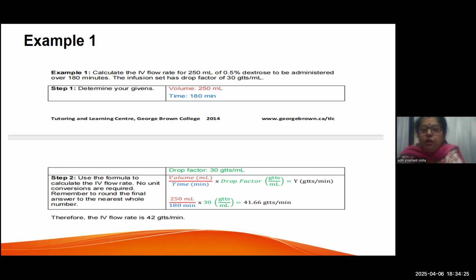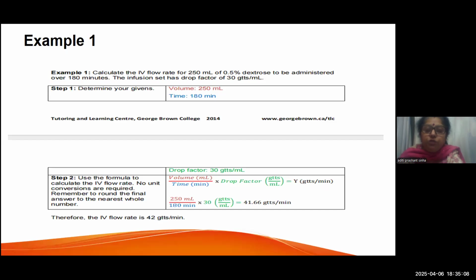So here you have the volume 250 ml, time was 180 minutes, into 30 drops. So what are you going to get out of it? 250 divided by 180 times 30. If you solve it, you are going to get 41.66 drops per minute. Now, what is this 41.66 drops per minute? You cannot give 0.66 drops, so make it a round whole number. That means 42 drops per minute of IV flow rate of 5% to be administered to this patient.